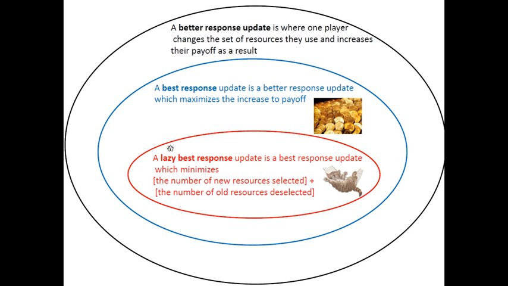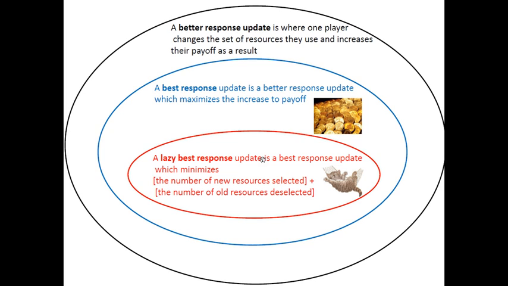Basically, when you do a best response update in one of these systems, you are changing the set of resources you are using, and you're essentially starting to use a set of resources which maximizes your payoff given what your neighbors are doing. And so if there's only one possible set of resources which maximizes your payoff, if there's a unique best response, then that best response is automatically lazy, okay? But there might be some cases where there might be multiple resources which are tied as best responses.